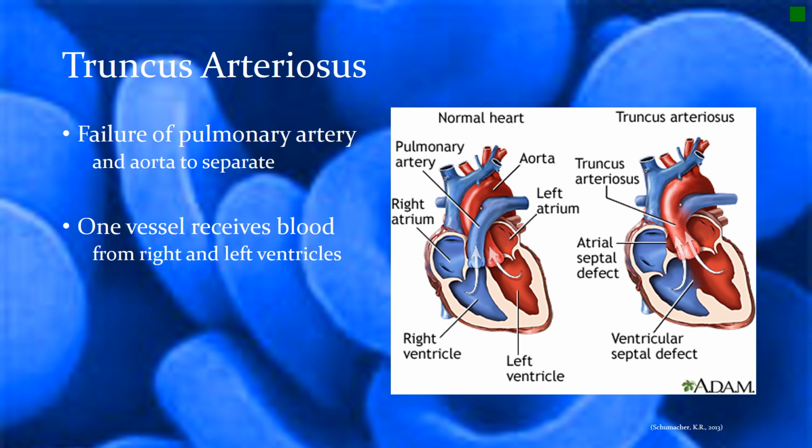Here you can see the normal circulation in the heart, blood going from the right atrium to the right ventricle and out to the lungs, and then coming back through the left atrium, the left ventricle, and then out through the aorta. In truncus arteriosus, here you can see that the aorta and the pulmonary artery are fused, and the mixed blood can enter circulation.